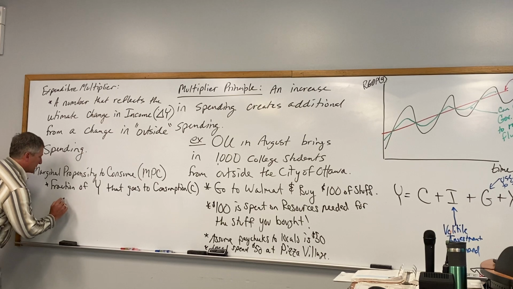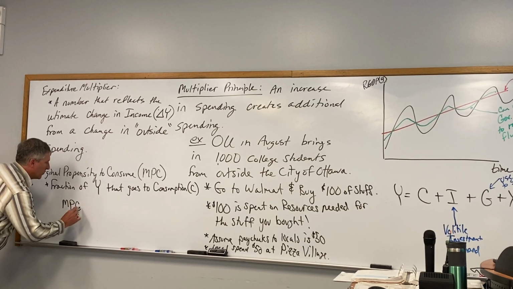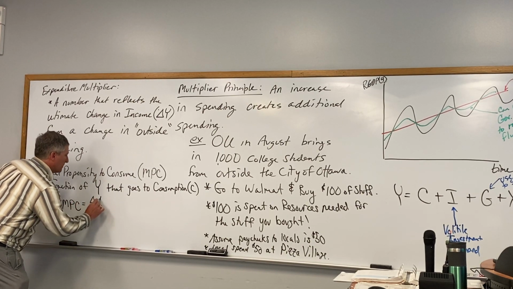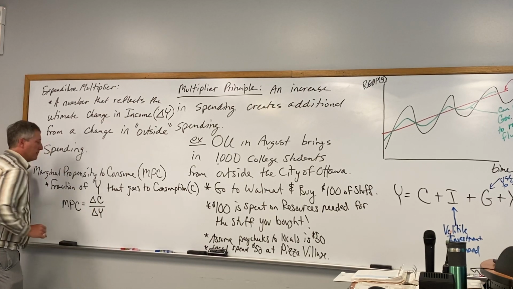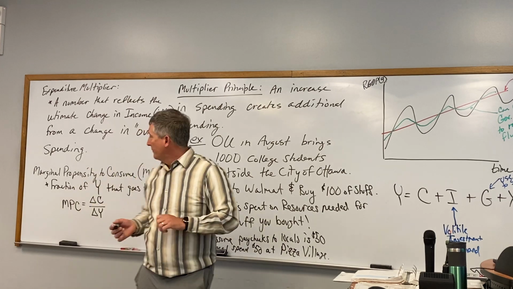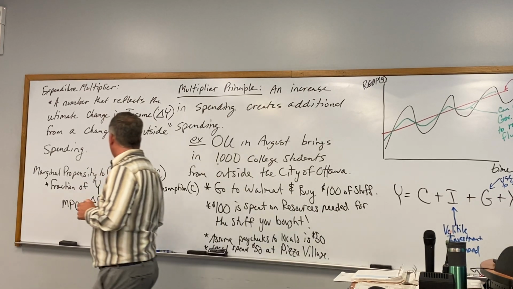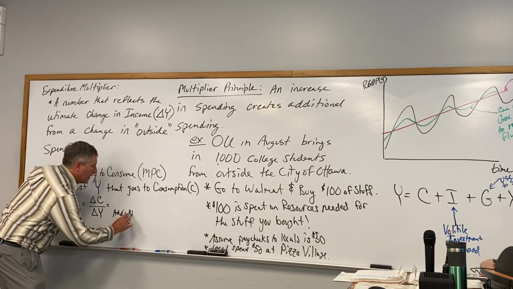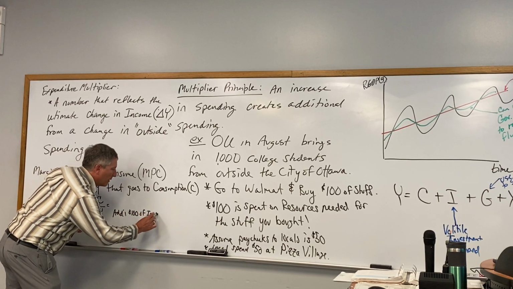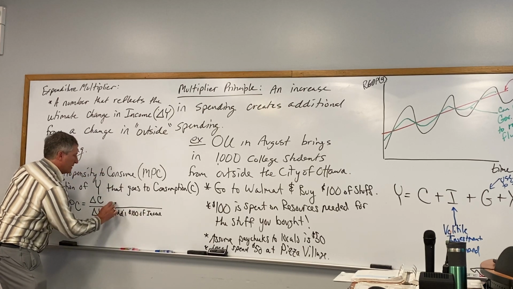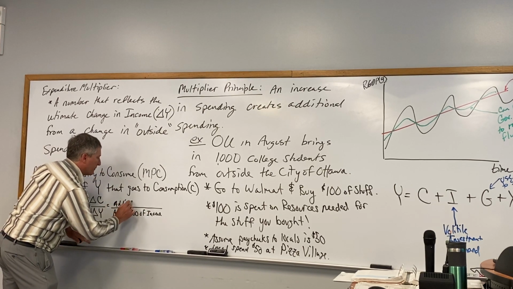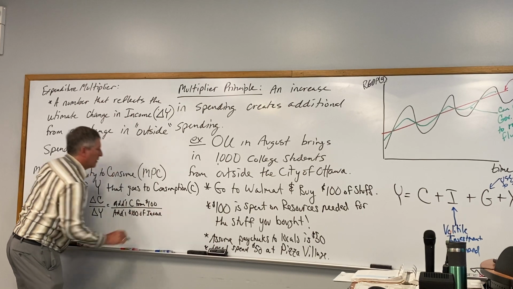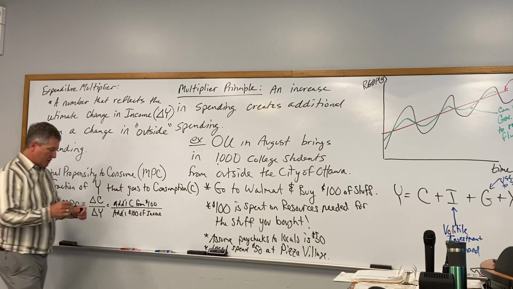So from a formula standpoint, the marginal propensity to consume is equal to the change in consumption from a change in income. So I give you an additional $100 of income. How much of that do you go out and consume? The change in consumption from the change in income.